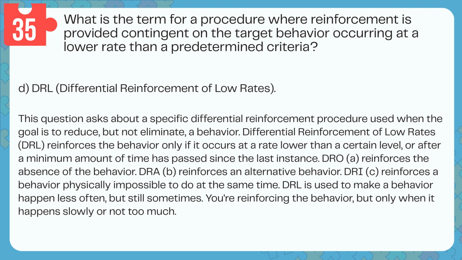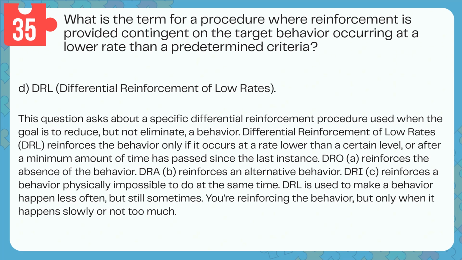Answer D. DRL. Differential reinforcement of low rates. This question asks about a specific differential reinforcement procedure used when the goal is to reduce, but not eliminate, a behavior. DRL reinforces the behavior only if it occurs at a rate lower than a certain level or after a minimum amount of time has passed since the last instance.